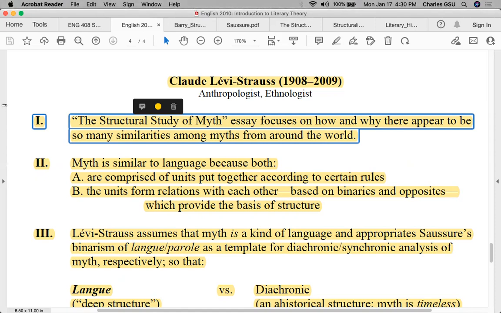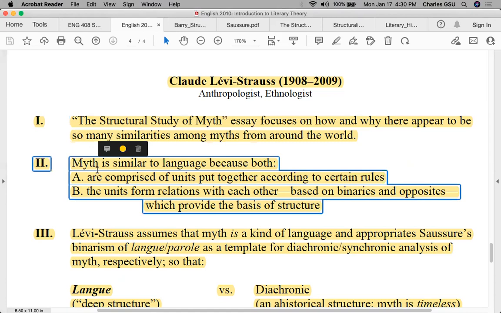So if, according to Lévi-Strauss, myth can be comprised of certain units, sections, if you will, of a myth, then they are put to certain rules, like you can put them at the beginning, the middle, you can shift them around, kind of like a deck of cards. But then he says also the units form relations with each other based on binaries and opposites, like I showed you, which provide the basis of a structure.